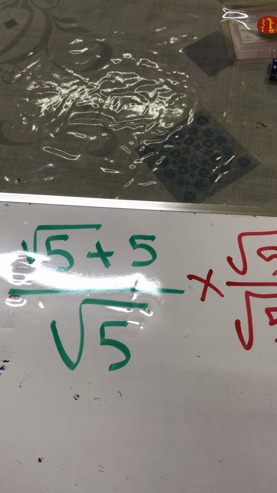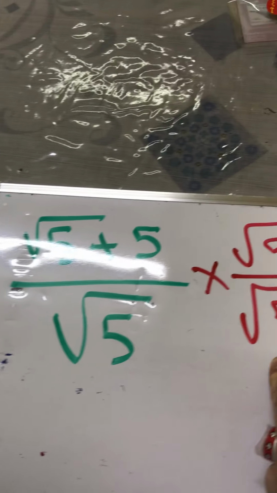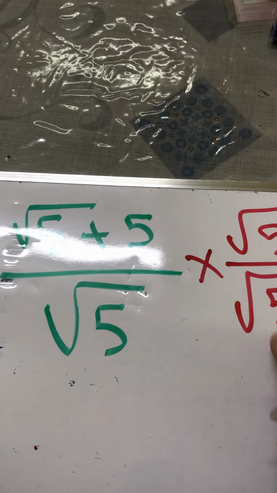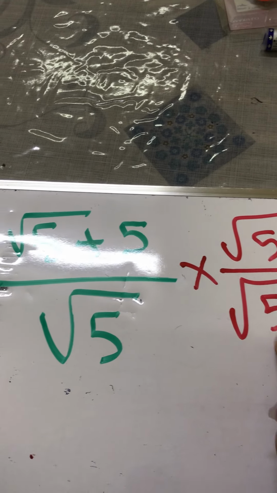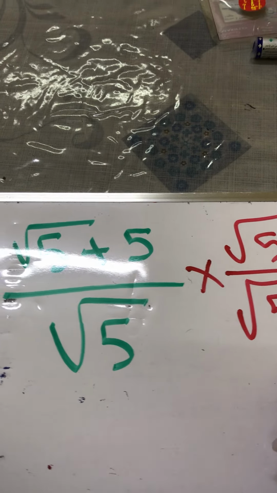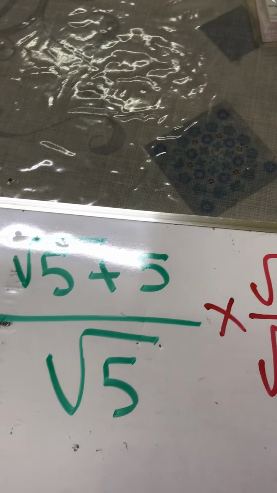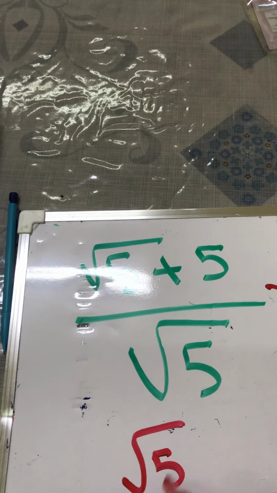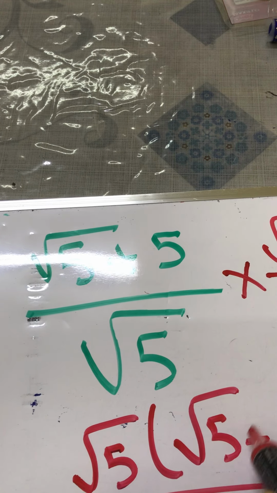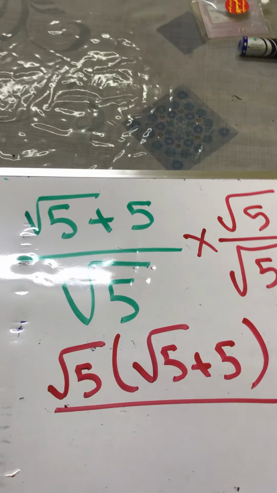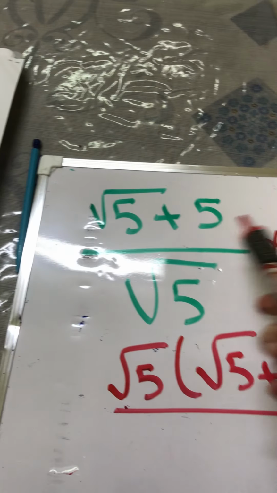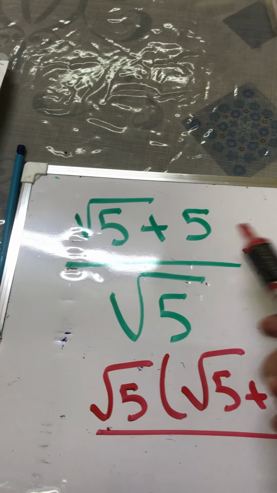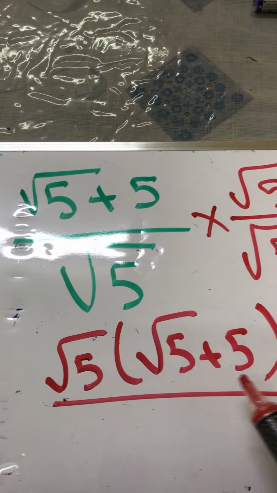What does rationalizing mean? I want to remove the root from the denominator. When I multiply it by itself, I'll find just a number, not a square root. So what I have up, I write it here. I have square root of 5, open brackets, multiply square root of 5 plus 5. Up numbers together, down numbers together, multiplication of fractions: square root of 5 multiplied by square root of 5 plus 5, like this.